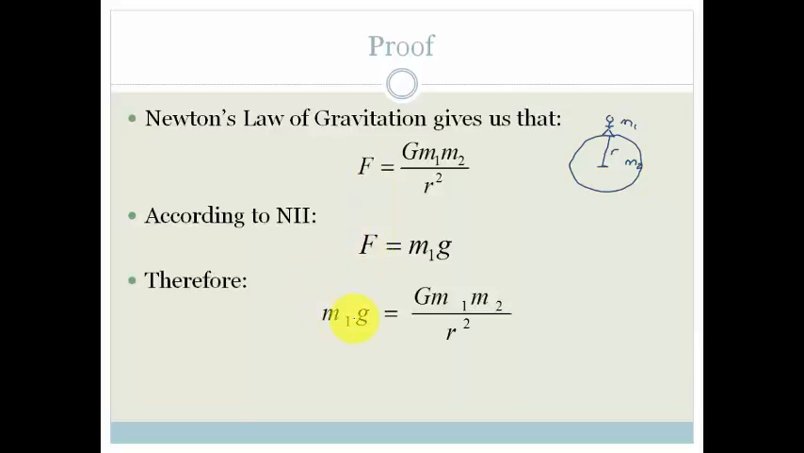Therefore, we can say m1 g equals big G m1 m2 over r squared. But look, these masses are the same. He hasn't chopped off a leg or an arm, so that is the same. Therefore, little g is equal to big G m2 over r squared. So in other words, the acceleration that we feel as we fall to the surface of the Earth, if we jump out of an airplane, is dependent on the mass of the Earth, or the planet, and how far we are from the center of that planet.